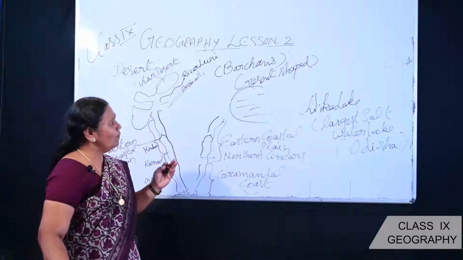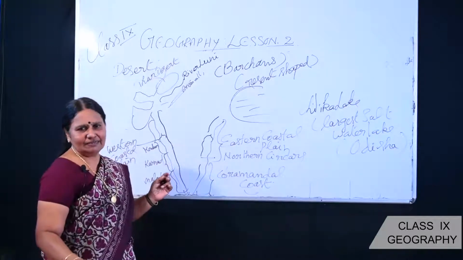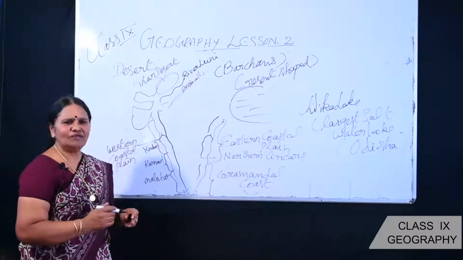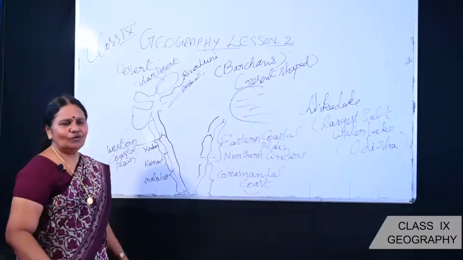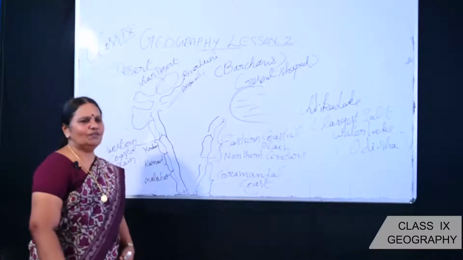But in the Indo-Pakistan area we have longitudinal desert sand dunes. So barchans are noted. We know which animal is very famous there. Anyone of you tell me, which animal is called the ship of the desert? Yes, camel. Camel is very popular.